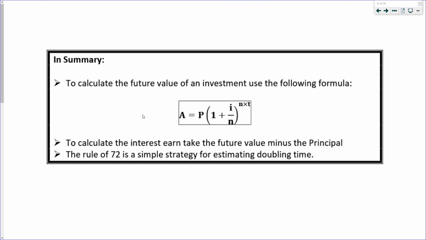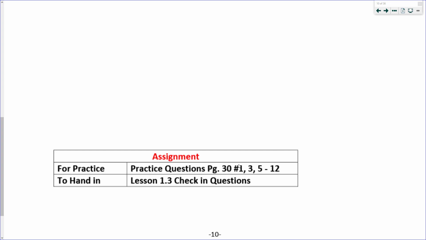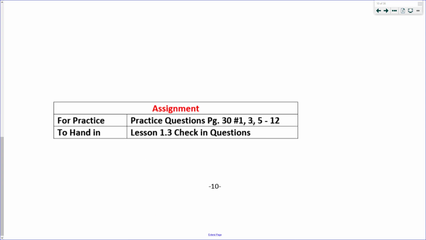So in summary, to calculate the future value of an investment, use the following formula. A is equal to P times (1 plus 1 over n) raised to n times t. To calculate the interest earned, take the future value minus the principal. And the rule of 72 is a simple strategy for estimating double time. For the practice questions today, what I will tell you is start using the formula to begin with. Do the formula as many times as you need to understand it, and then you can switch to using the financial calculator. And that ends this video.